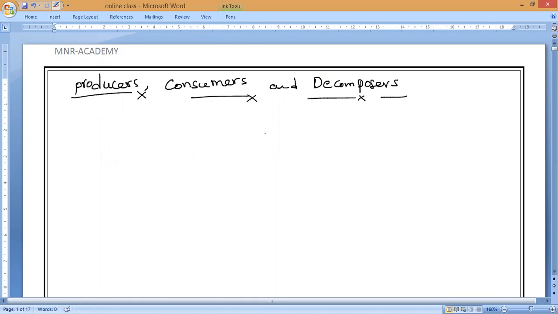As we all know, producers are the primary source of production of food. With the help of sunlight and chlorophyll, they produce organic substances from inorganic substances. What are the inorganic substances, guys? CO2 plus water. They make organic substances like carbohydrates. That is what we call photosynthesis. Is it yes or no, guys? Please respond. They also make fats and proteins.